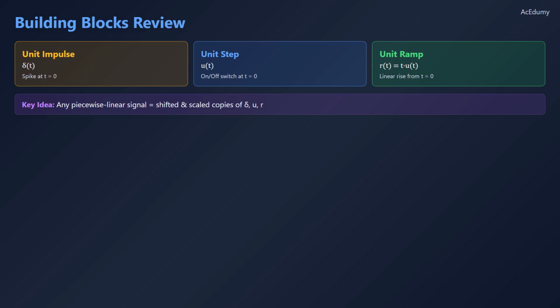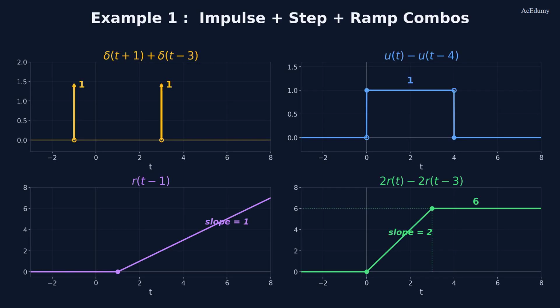In the previous lectures, we learned three building blocks: the unit impulse δ(t), the unit step u(t), and the unit ramp r(t). Today we'll practice writing composite signals as combinations of these functions. The key idea is, any piecewise linear signal can be built by adding shifted and scaled copies of δ, u, and r. Let's start with simple combinations.